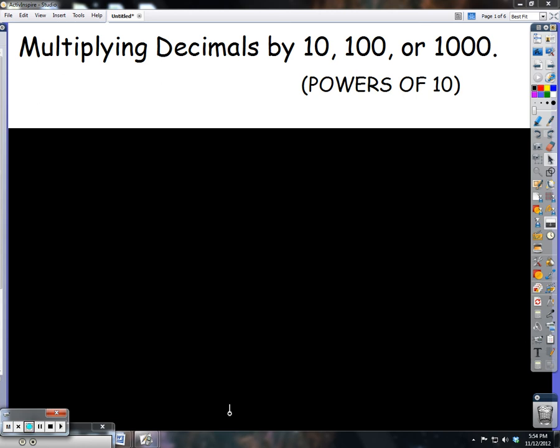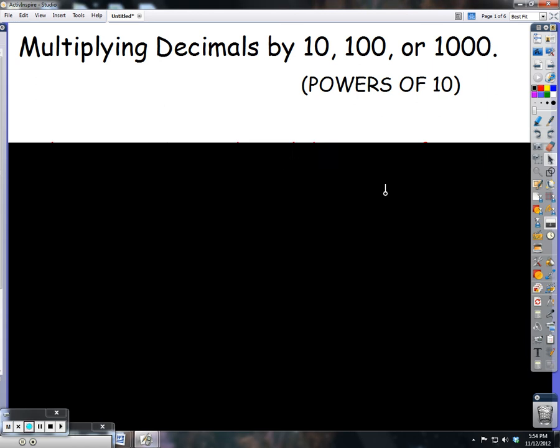But anyway, I thought I would go through and show you our math lesson today. It's actually a review of something that we have talked about earlier this year, and I think you'll recognize part of it. Okay, we're going to talk about multiplying decimals by 10, 100, or 1,000. In other words, multiplying decimals by powers of 10.